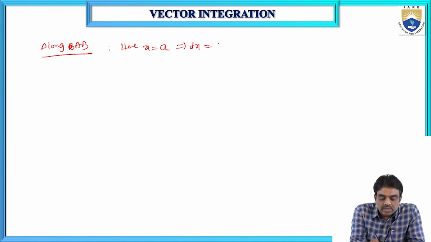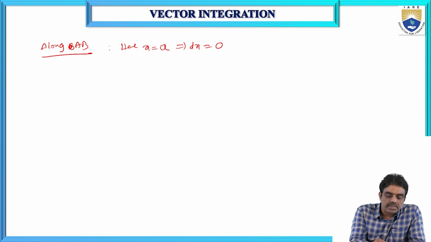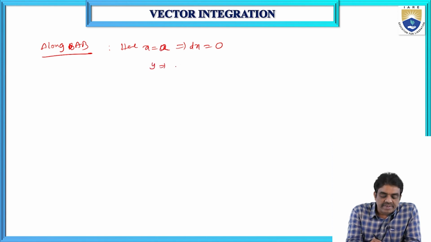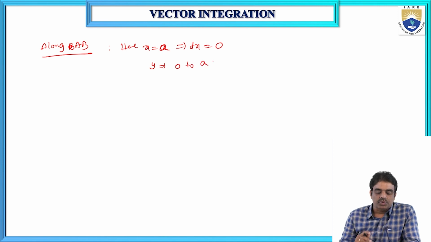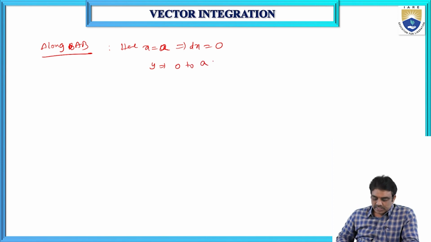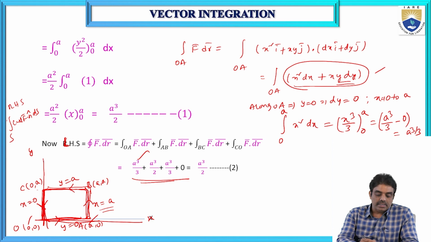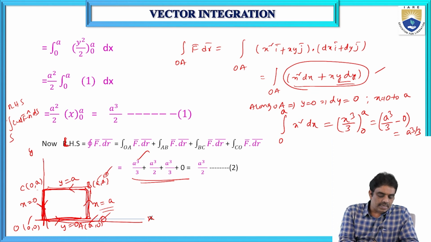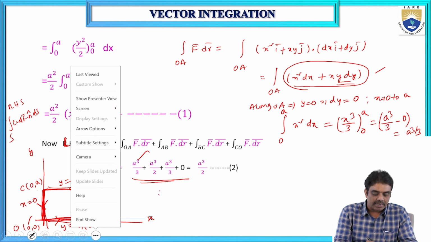Then dx is constant, that is 0. X constant means the derivative dx is 0. But y is a variable, it varies from 0 to a. This value is 0 and this value is a, so y varies from 0 to a.